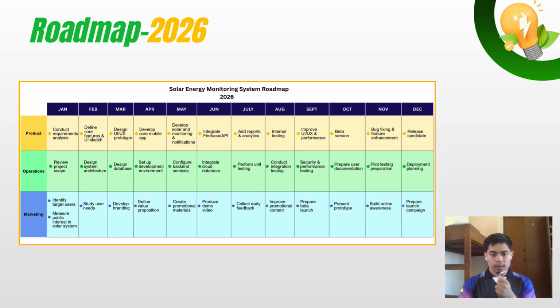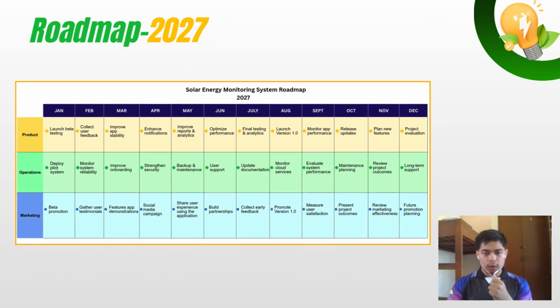From September to December, the focus shifts to improvement and release preparation, including system refinement, bug fixing, pilot preparation, online awareness, and lastly, final system version preparation.